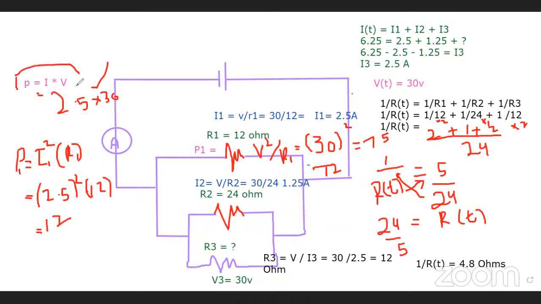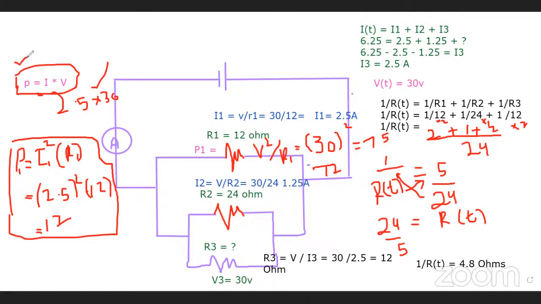I prefer using this one. This is the simplest one. But it happens sometimes that we don't have the value of I or we don't have the value of voltage. That is why we have three formulas to calculate the power. If we don't have the current, we can use V square over R. We don't need the current. If we don't have the voltage, we can use P is equal to I square times R.